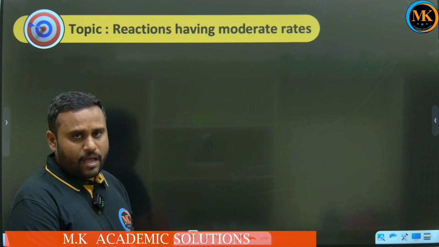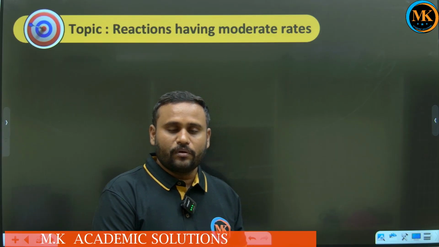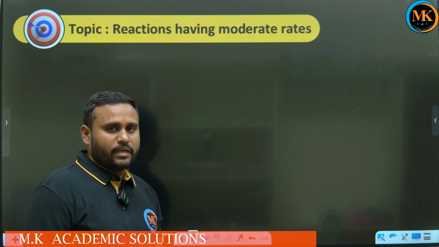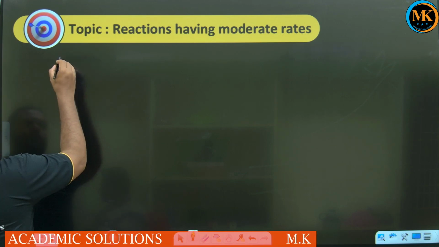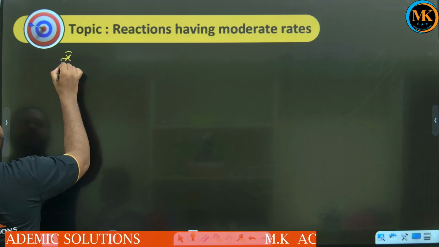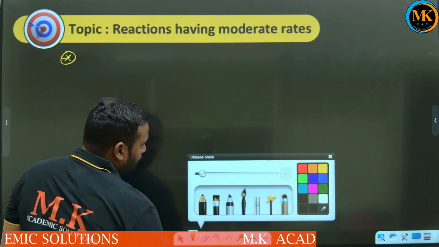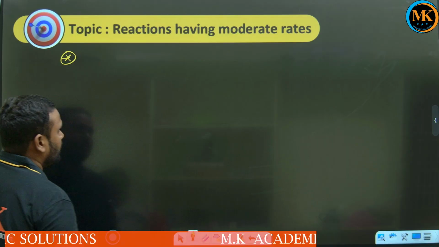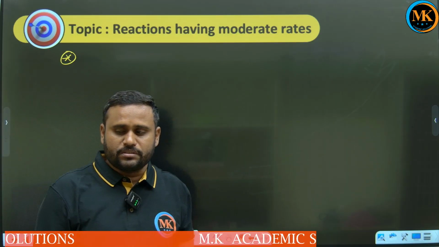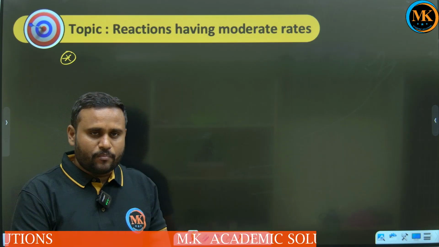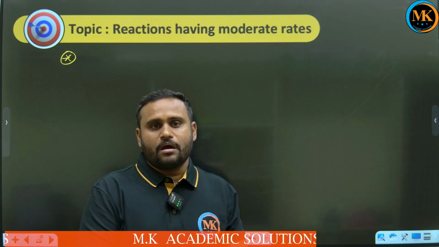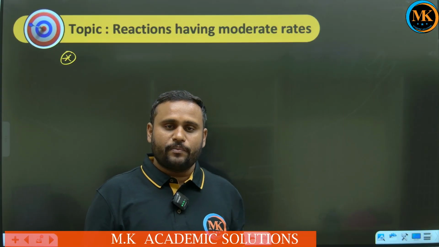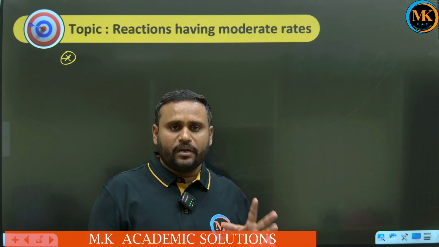The reactions having moderate rate. What are the moderate reactions? These are also called moderate reactions. Now how can we define the moderate reactions? We know what the very fast reactions are and what the very slow reactions are. Now let us define the moderate reactions. The reactions which take minutes, hours to complete, such type of reactions are called moderate reactions.